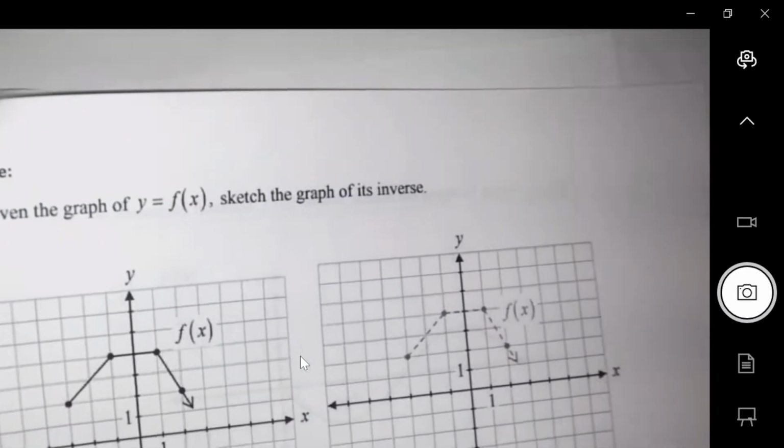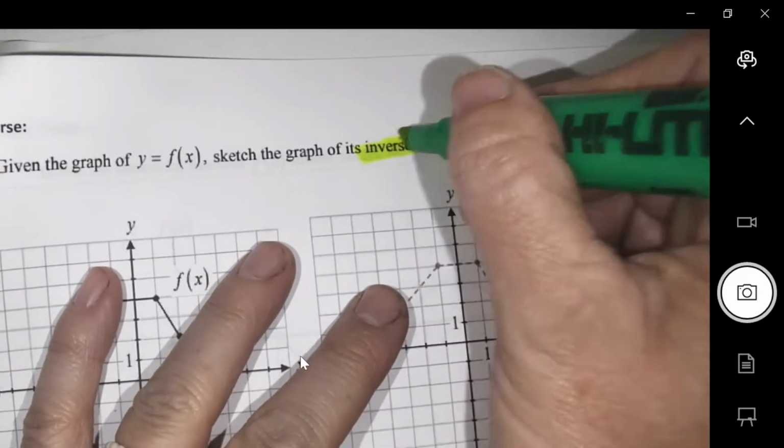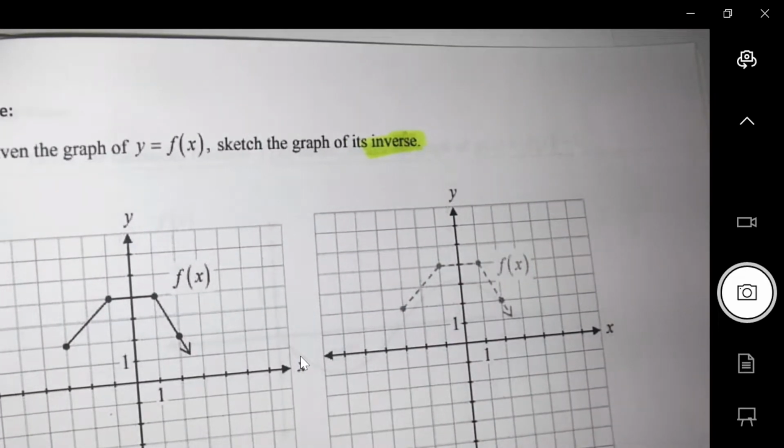Okay, number 3, sketch the graph of its inverse. So here's what's important. You got to understand what inverse means. Or what if I wrote it in symbols? What would it look like in symbols?